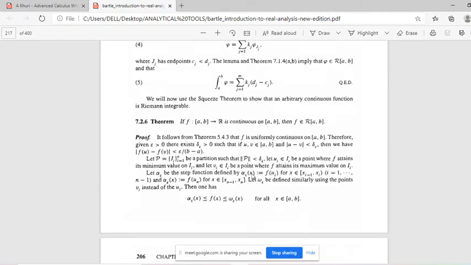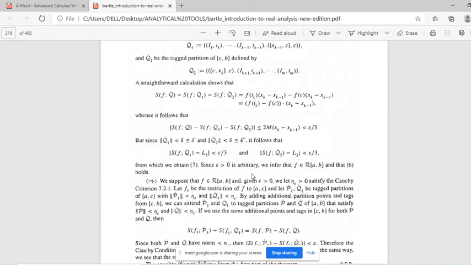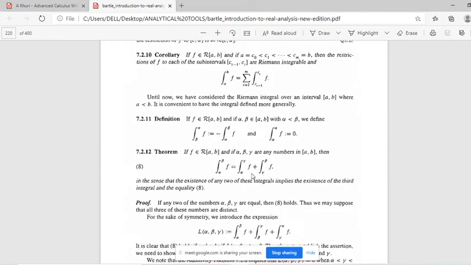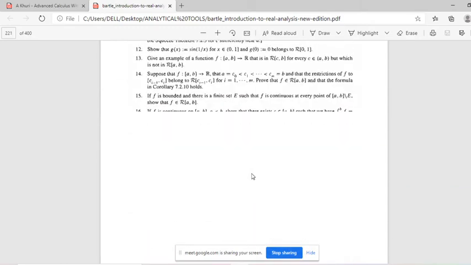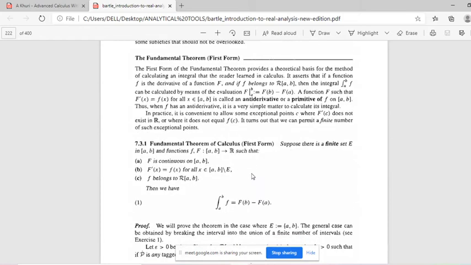There are several theorems we have to discuss simultaneously, and using those theorems we can apply this fundamental theorem. You can see this is the result we have used. Fundamental theorem. This is a continuation of that mean value theorem.